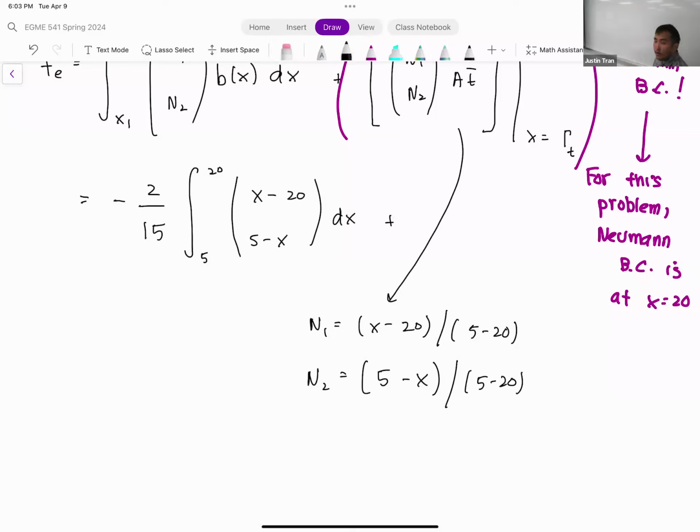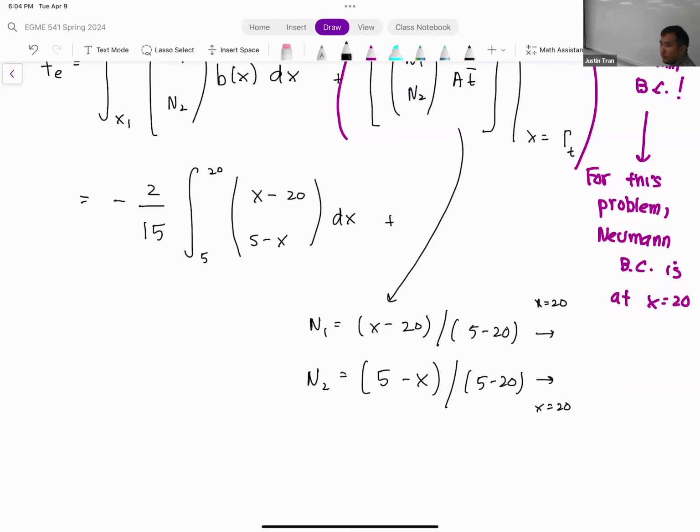Those are just the values of our shape functions with the coordinates x1 and x2 plugged in. Okay, so let's evaluate these. Let's plug in x is equal to 20 into each of these. So we're going to plug in x is equal to 20. Okay, so we plug in x is equal to 20 in the top one.